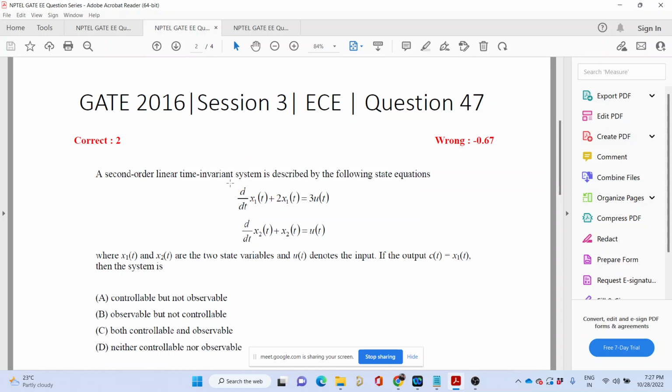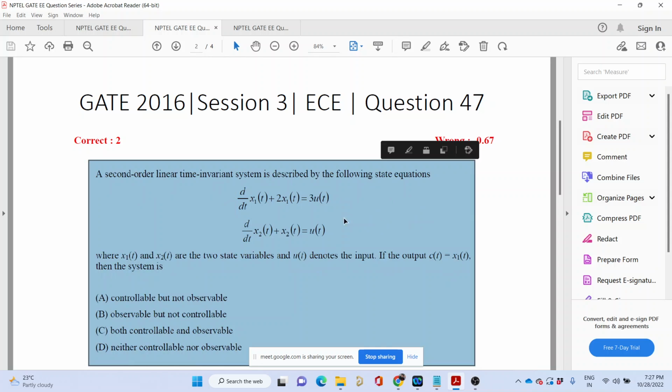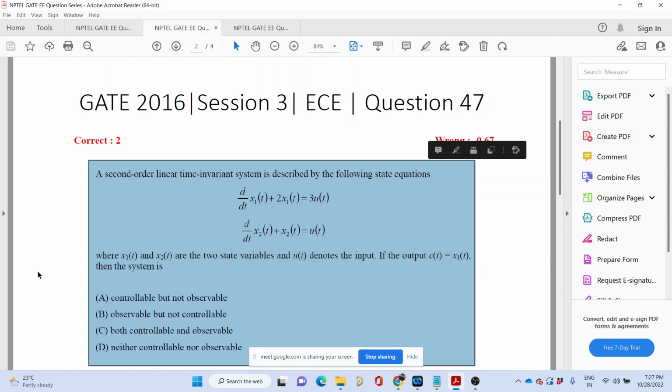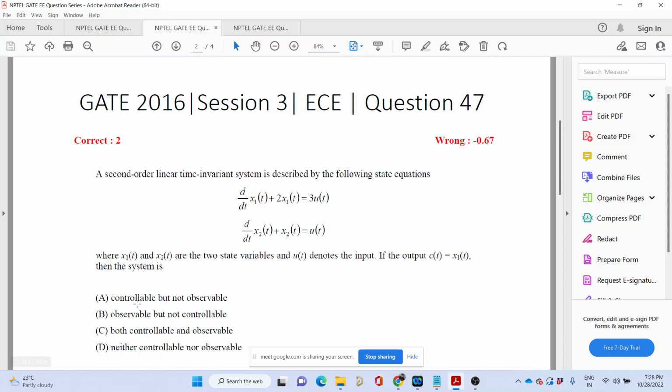Okay. So let us move on to the next sum. This is a second order LTI system whose state space equations have been given to us. This x1 and x2 are the state variables, u is the input variable. And the output is given to you as c equal to x1 of t. You have to find out whether it is controllable or observable, both controllable and observable, or neither controllable nor observable. Which would be the correct option? Try to do it. I am again giving you 3 minutes.